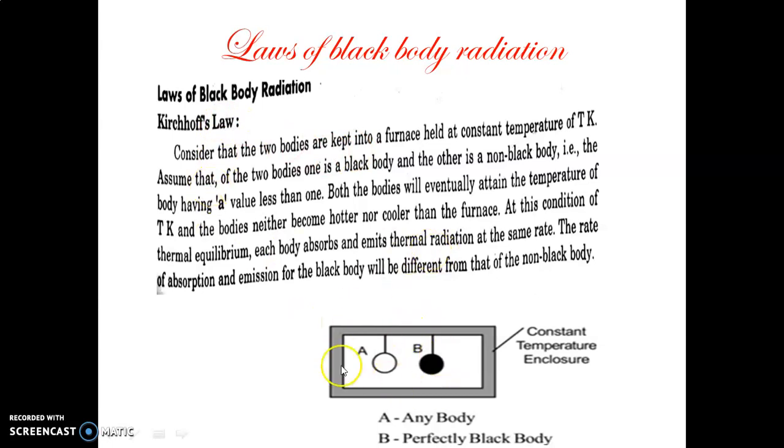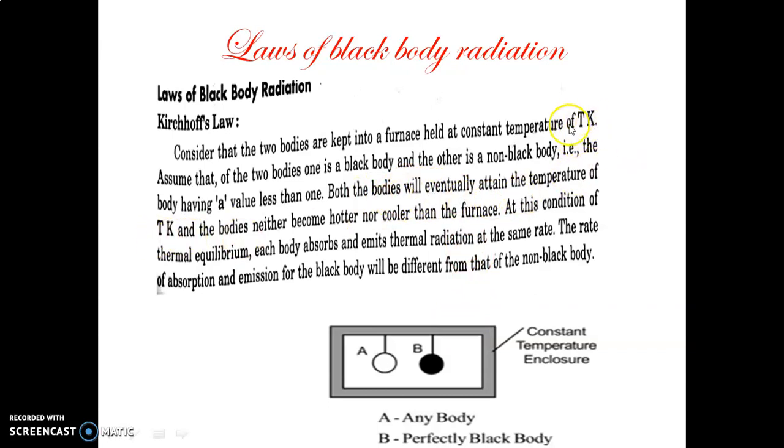For that purpose we have to take this experimental setup. Consider two bodies kept in a furnace held at a constant temperature T Kelvin. This enclosure is called a furnace. Out of the two bodies, one is a black body and the other is a non-black body, that is, a body having a value less than 1. Both bodies will eventually attain the temperature T Kelvin.